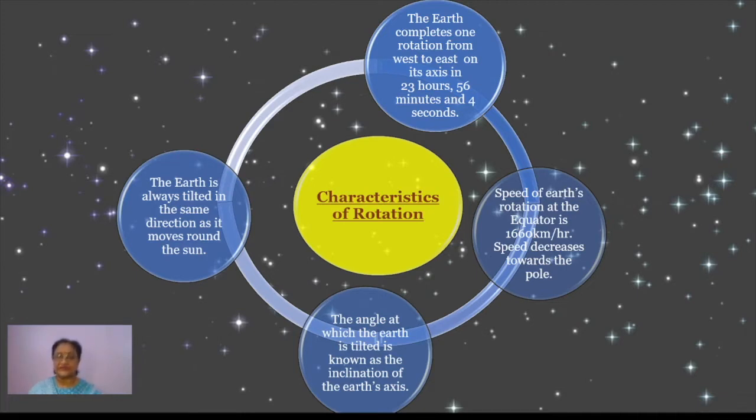And the next feature is the speed of Earth's rotation. The speed of Earth's rotation is 1660 kilometers per hour, and it is maximum at the equator. This is the speed we find over the equator. But as we go from the equator towards the two poles, you will find the speed decreases. So these are the main features or characteristics of the rotational movement of Earth.